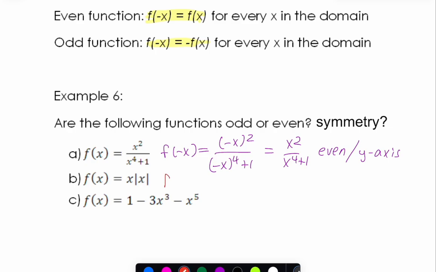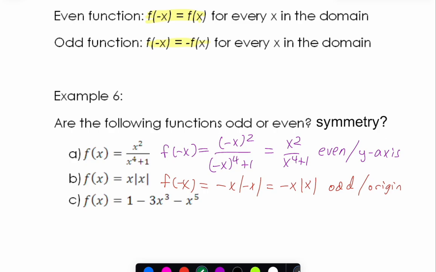The second one, if I plug in negative x. So I have to put a negative on each of the x spots. The outer one goes away, but I'm sorry, the outer one stays. The inner one will go away because the absolute value of x and the absolute value of negative x are the same. So isn't that the opposite of what I started with? So this is odd, and it has origin symmetry. And if you were to put that function into Desmos, it should look like something related to a pinwheel. You could put a push pin in the center, flip it 180 degrees, and not change it.